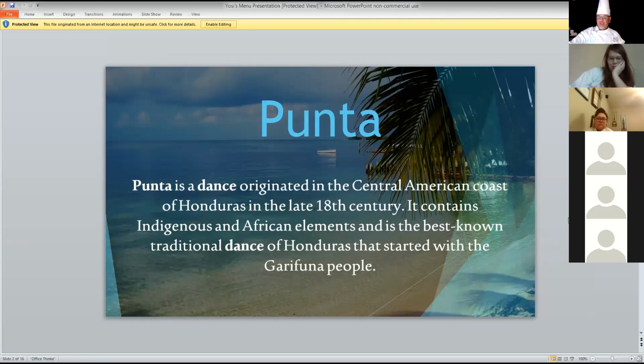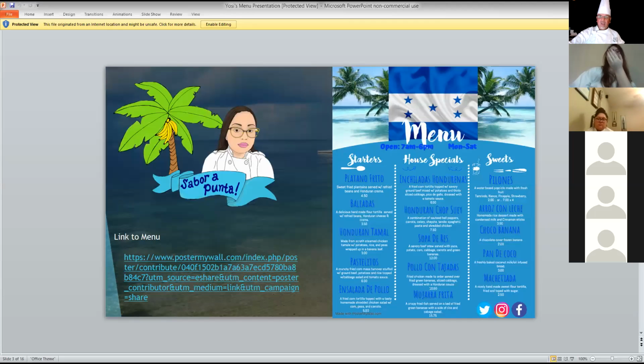Again, Punta is a dance that originated on the Central American coast of Honduras in the late 18th century, containing indigenous and African elements, based on the traditional dance of Honduras that started with the Garifuna people. Okay, this is the menu. This is the one she created on postermywall.com.